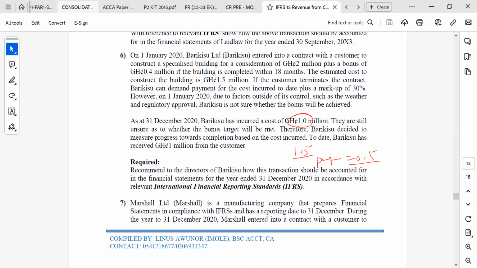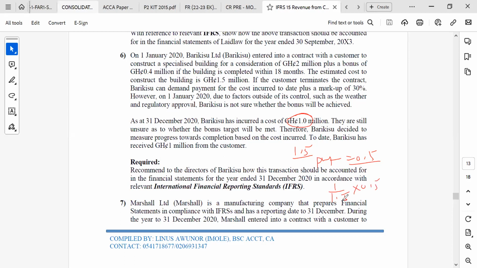1 million. So you can decide to find your percentage of completion, which will be the cost incurred to date over the total cost. You have to incur a cost of 1.5. You have incurred a cost of 1 million. So what is the percentage of the work that is done? 1 over 1.5 times 100. Or you can also find the profit that you'll be sending to profit or loss, which will be 1 over 1.5 times 0.5. We take our time to do it one by one.